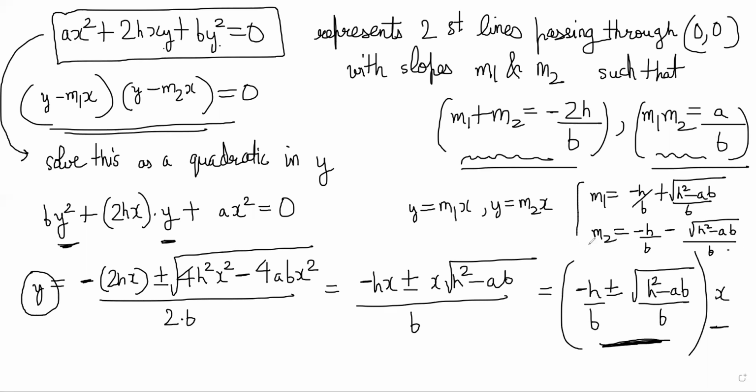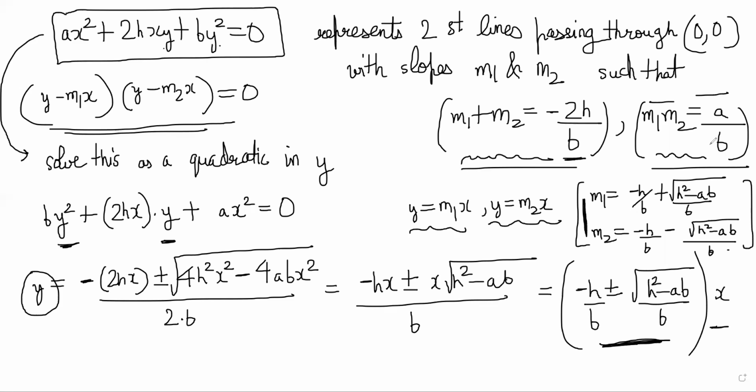Obviously now it is clear that this is a straight line equation which passes through the origin: y is equal to m1x and y is equal to m2x. If you add up m1 plus m2, you get minus 2h by b. And if you multiply m1 and m2, you will get h square by b square minus h square minus ab by b square, which gives ab by b square, which is a by b. You can multiply and check, m1 into m2 comes to a by b.